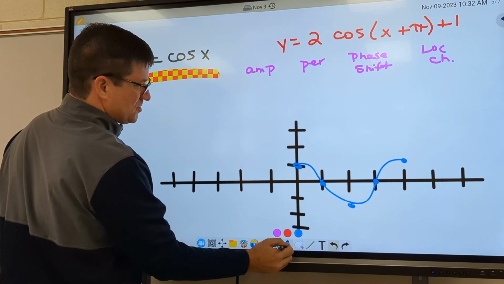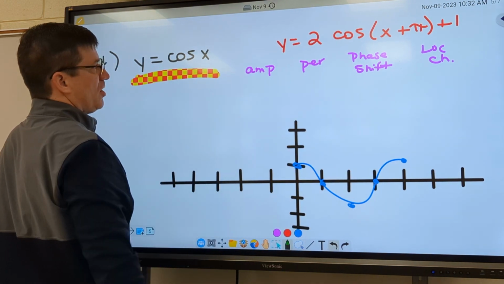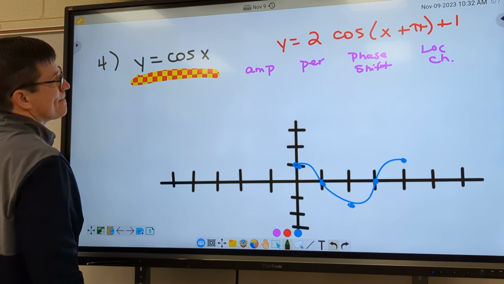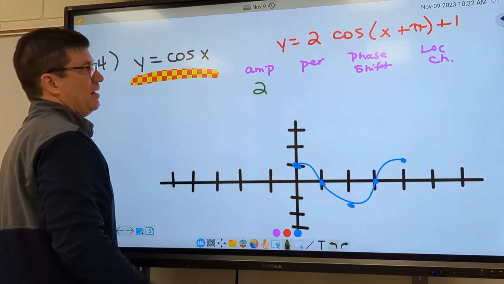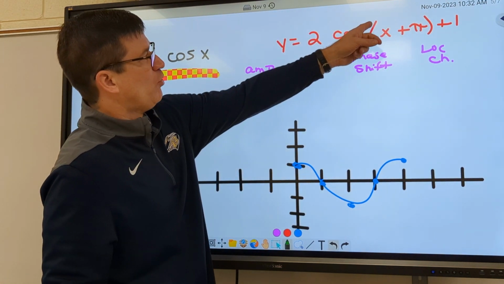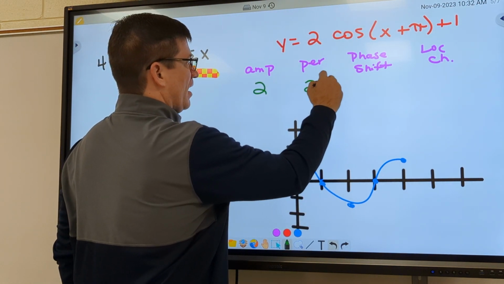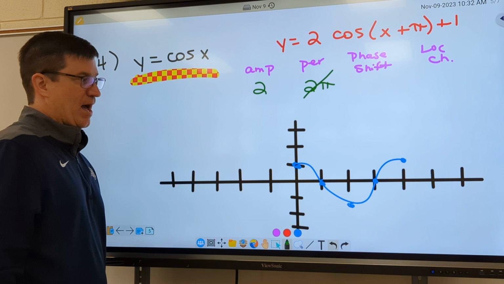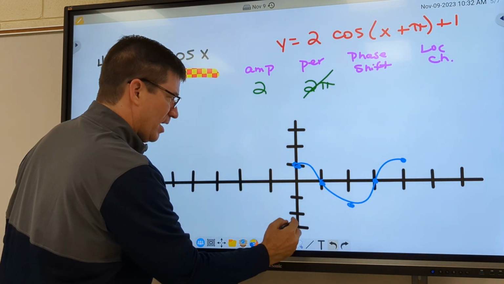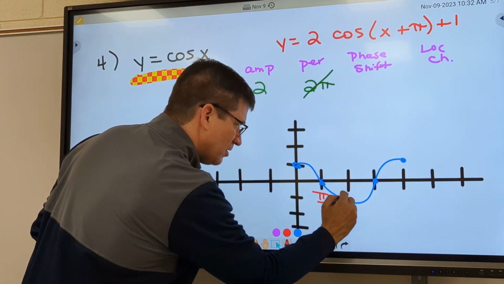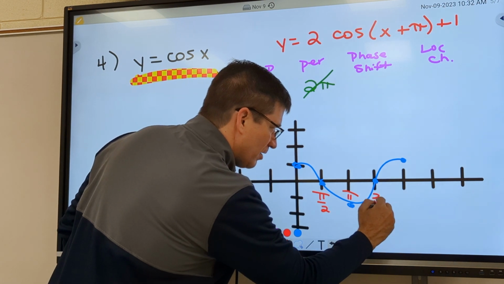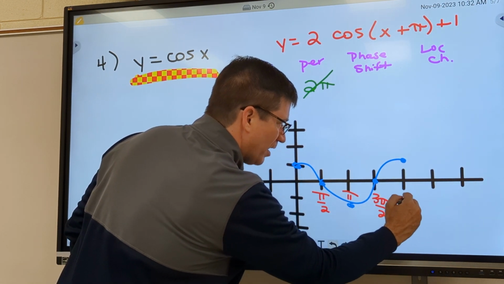All right, let's go over our answers now. Samari, what's our amplitude on this one? 2. Good. All right, let's check the period. There's a 1 there. 2 pi over 1 stays 2 pi. So we're not going to have to do anything with that one because it's already 2 pi. I need to write this down. Pi over 2. That one's pi. 3 pi over 2. 2 pi.